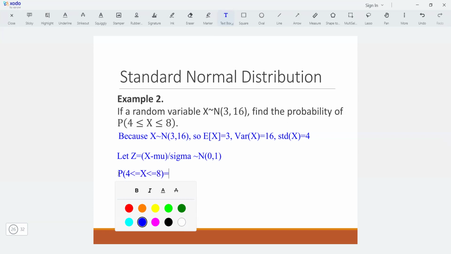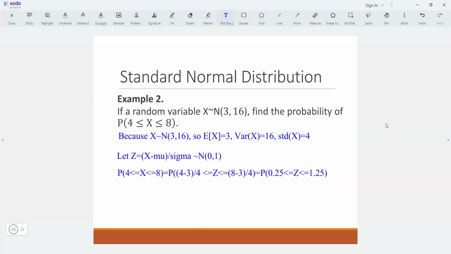The probability that x is between 4 and 8 becomes: 4 minus the mean, 4 minus 3, divided by the standard deviation, which is 4, smaller or equal to z, smaller or equal to the right endpoint, which is 8 minus 3, the mean, divided by the standard deviation, which is 4. And by some calculation, we know the left endpoint will be 0.25, smaller or equal to z, smaller or equal to the right endpoint 1.25.